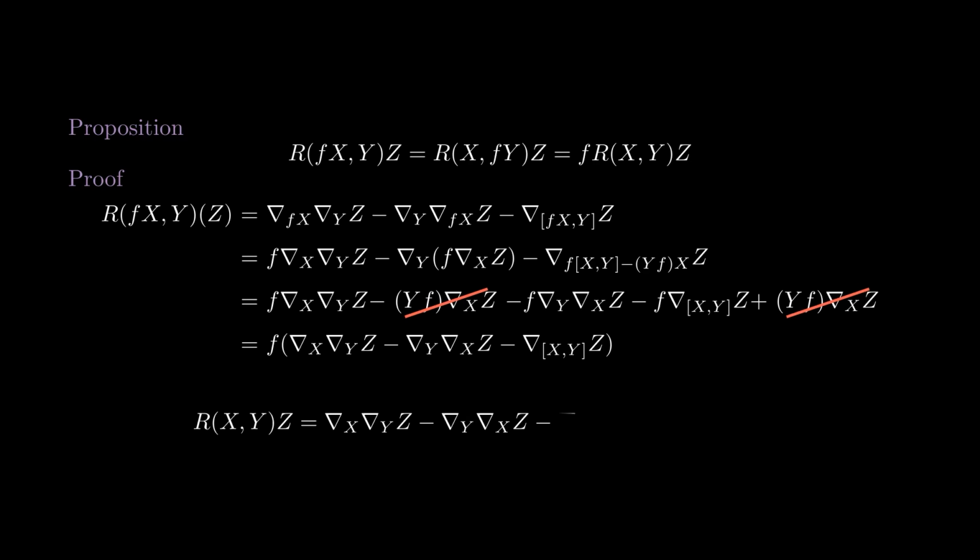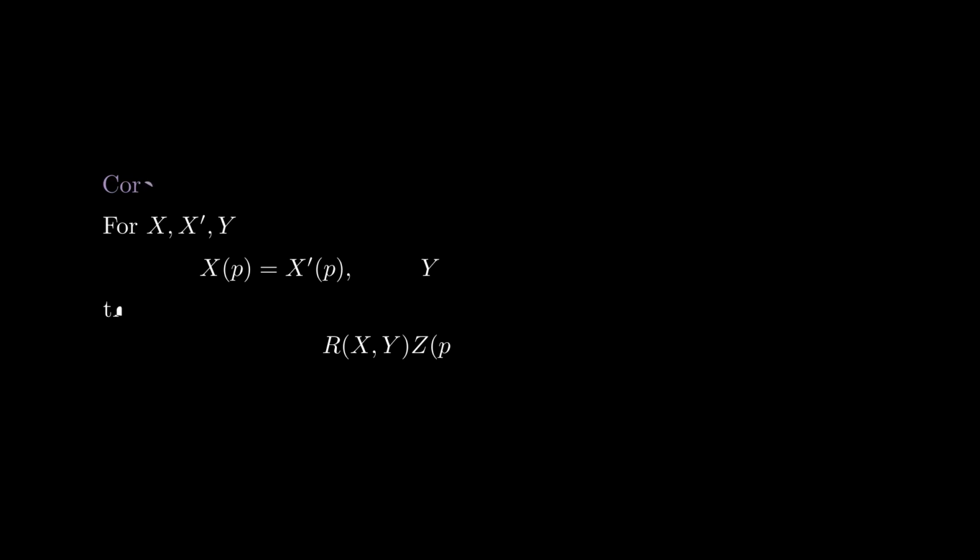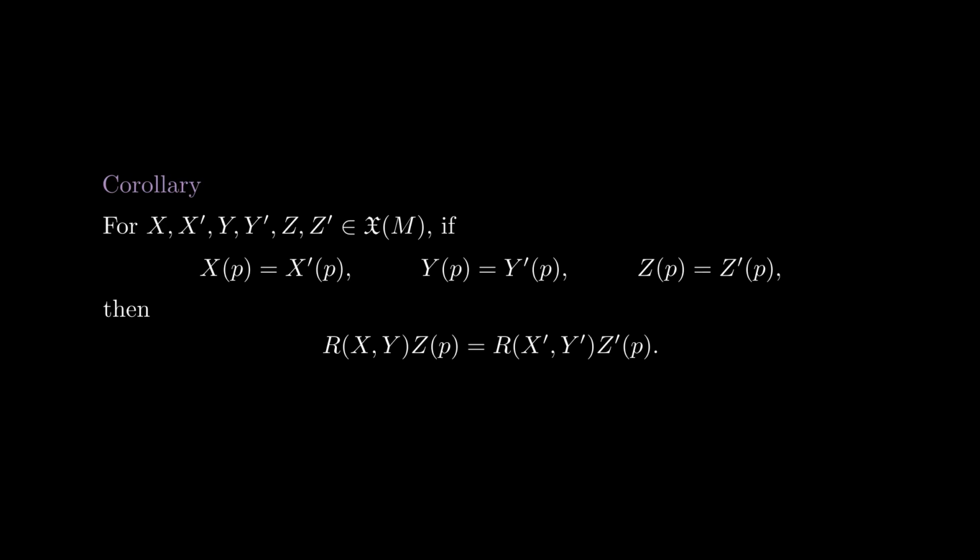Something I haven't mentioned that is quite easy to show is that R_{xy} is minus R_{yx}. This is immediate from the formula. Because of this, this infinity linearity at x also applies to y. All of this implies that even though the formula of R_{xy}z is quite long and messy, the value at a point P only depends on the values of x, y, and z at P.